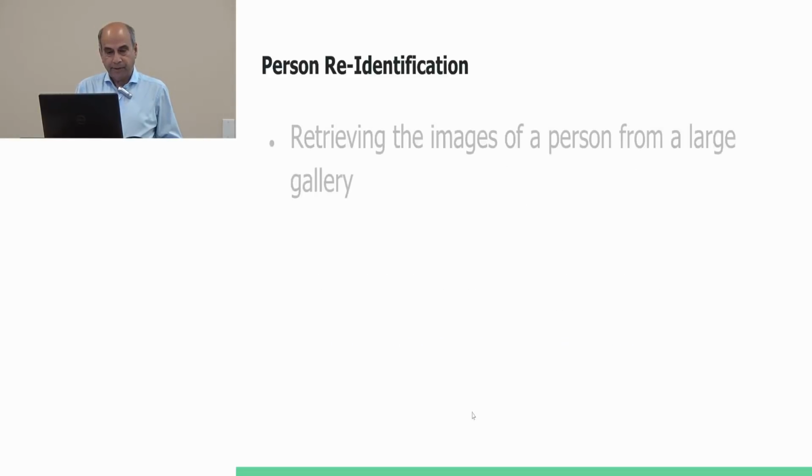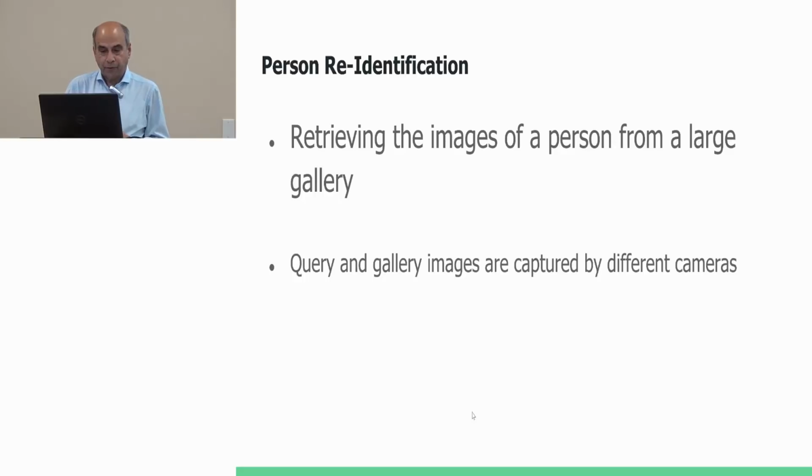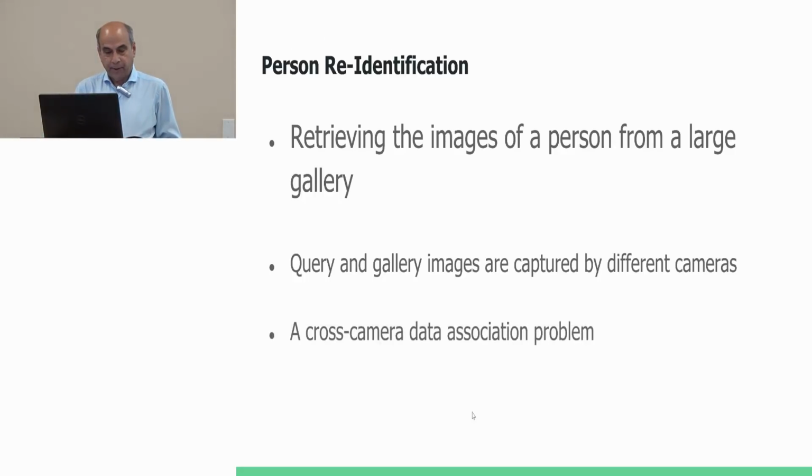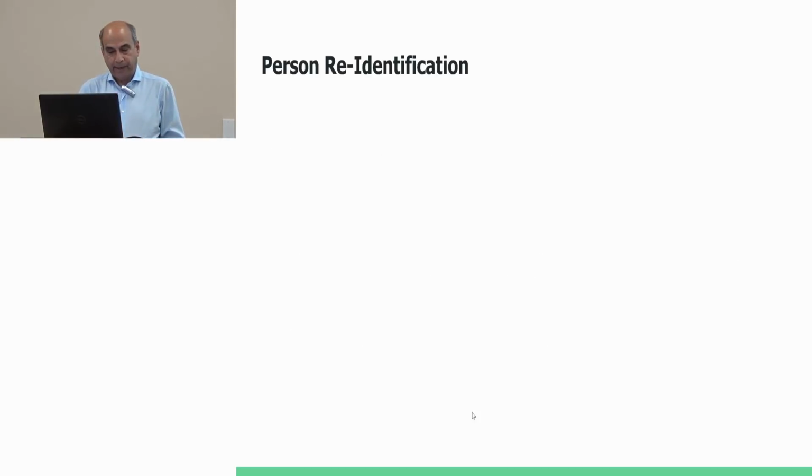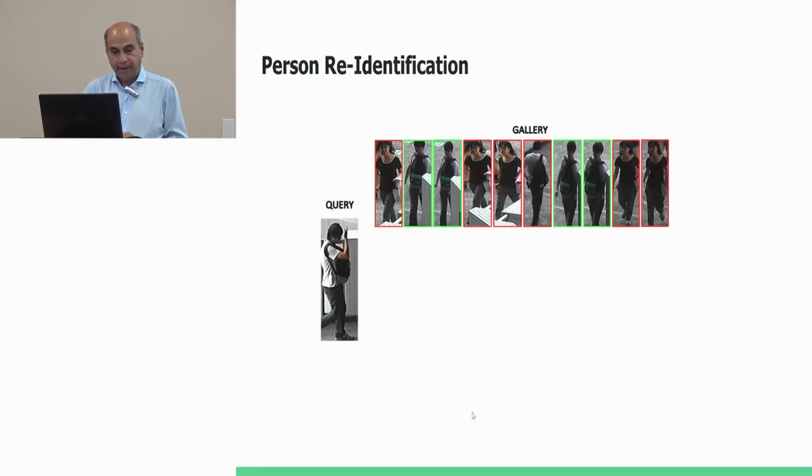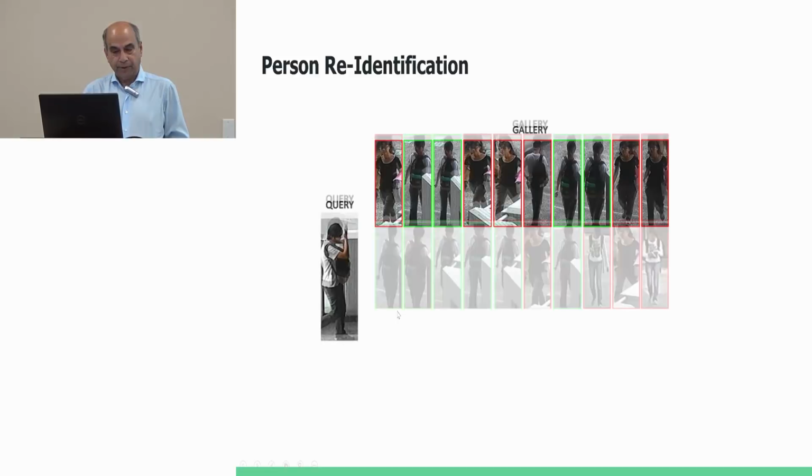In person re-identification, the idea is that we want to retrieve an image of a person from a large gallery. We have a query and gallery images, but they are captured from different cameras. So this is the cross-camera data association problem. Let's say we have a query image here, and we want to go to the gallery and find the match for this. And this is an incorrect match. These green ones are correct matches. There are lots of people, different views, and so on.